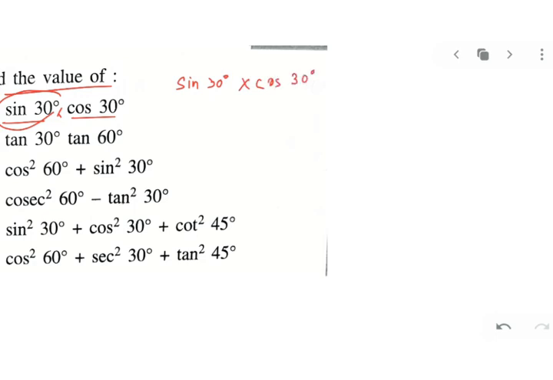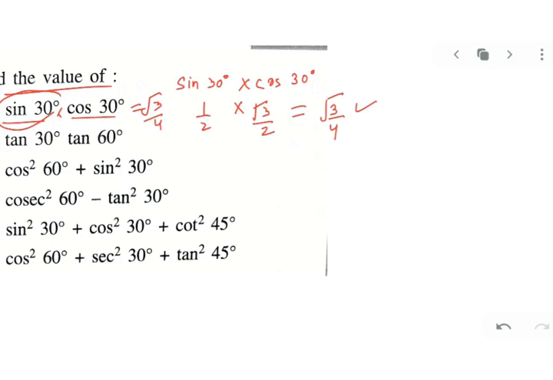Look at the table, sine 30 degree is 1 upon 2 and cos 30 degree is root 3 upon 2. So what will be the answer, my dear kids? It will be root 3 upon 4. So that is the value. You have to just refer to your table for the time being, and then learn it by heart and keep it in your brain for always. It will be used in your future years also.